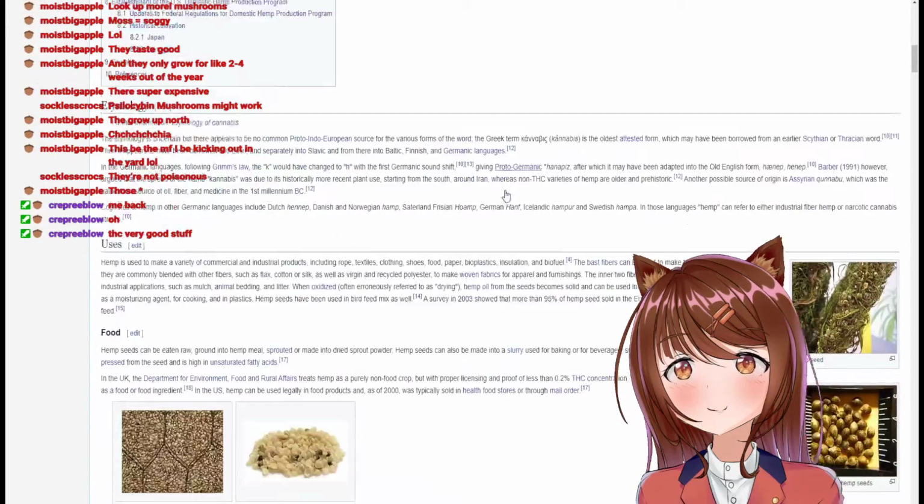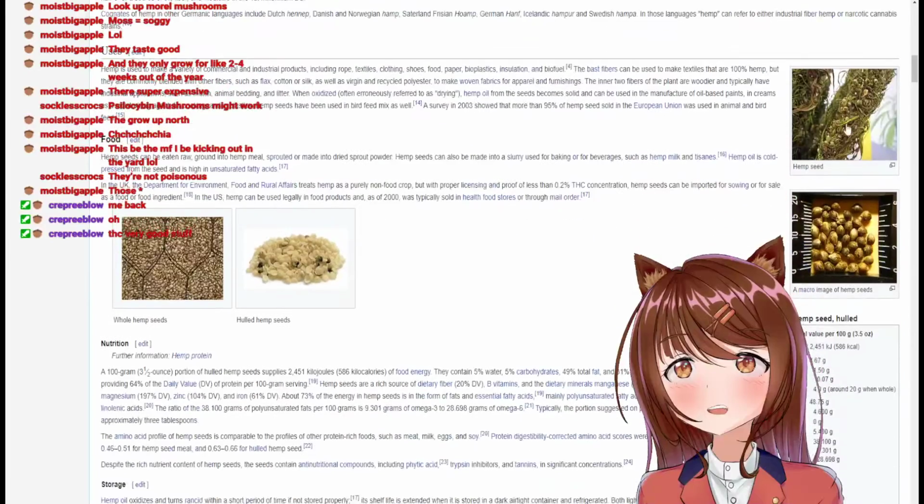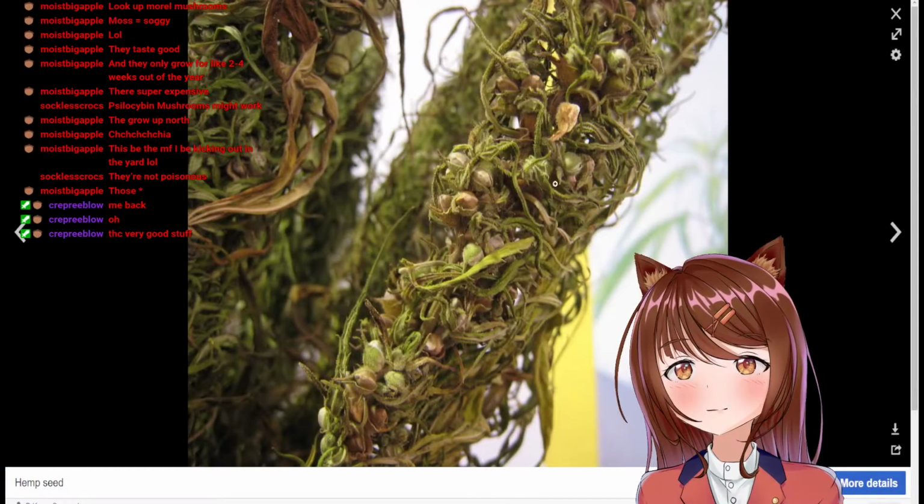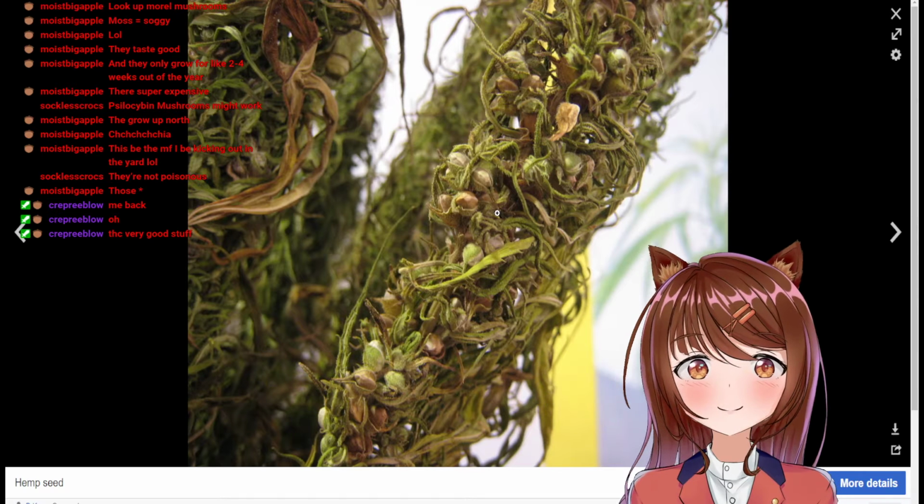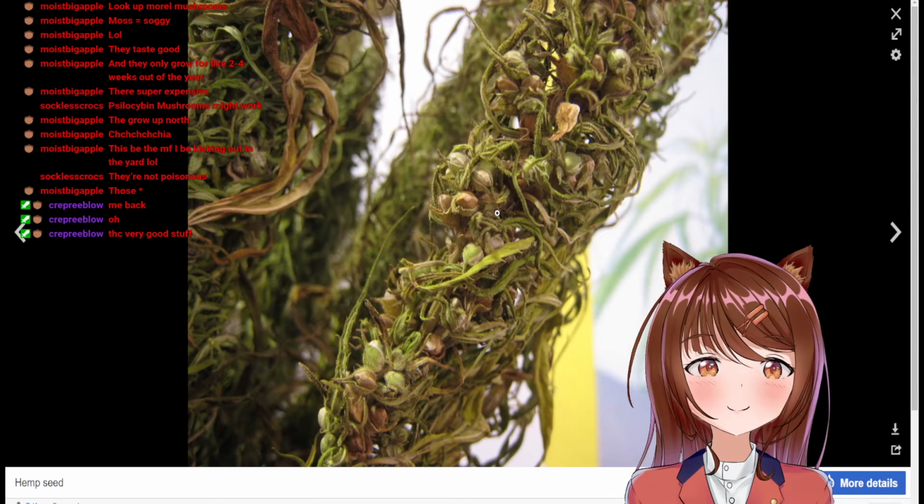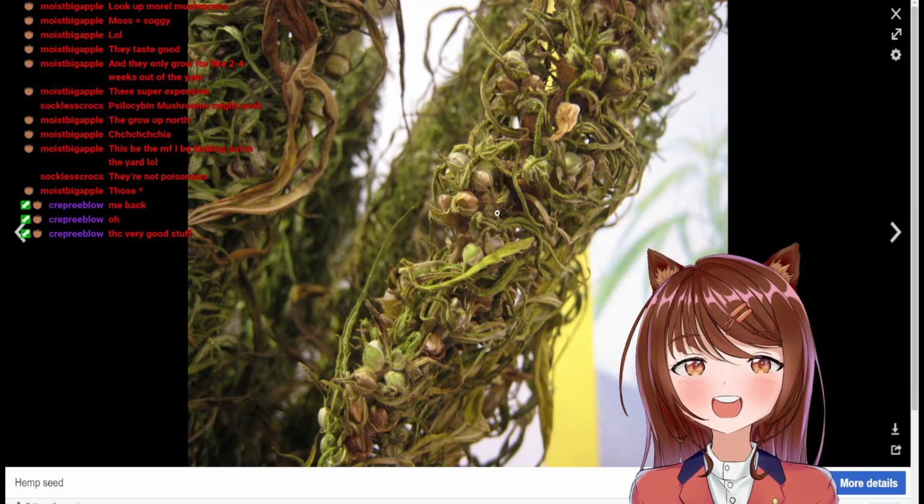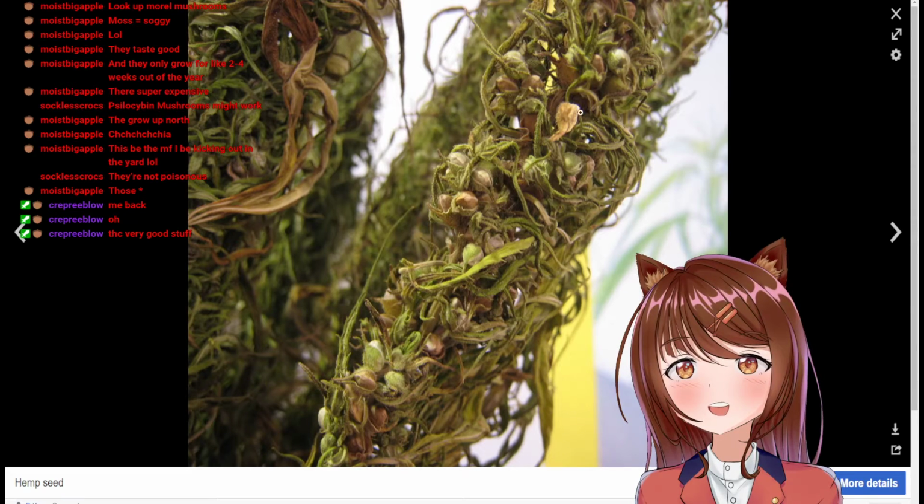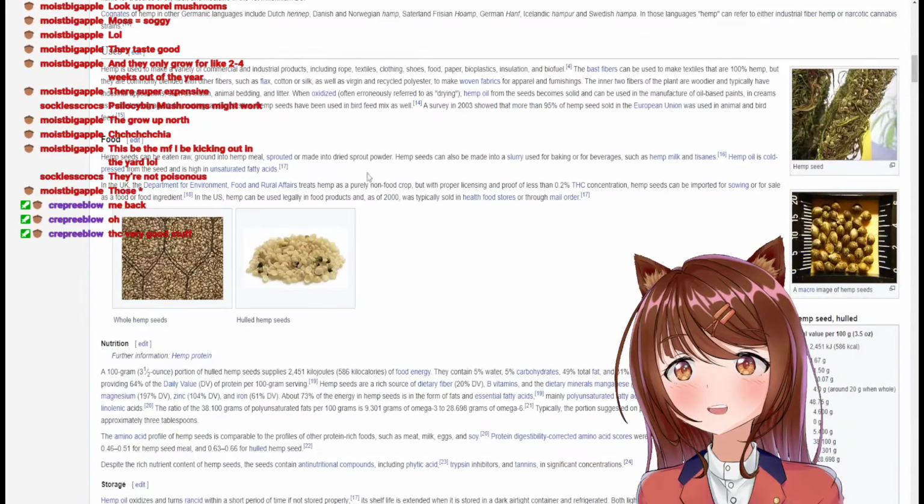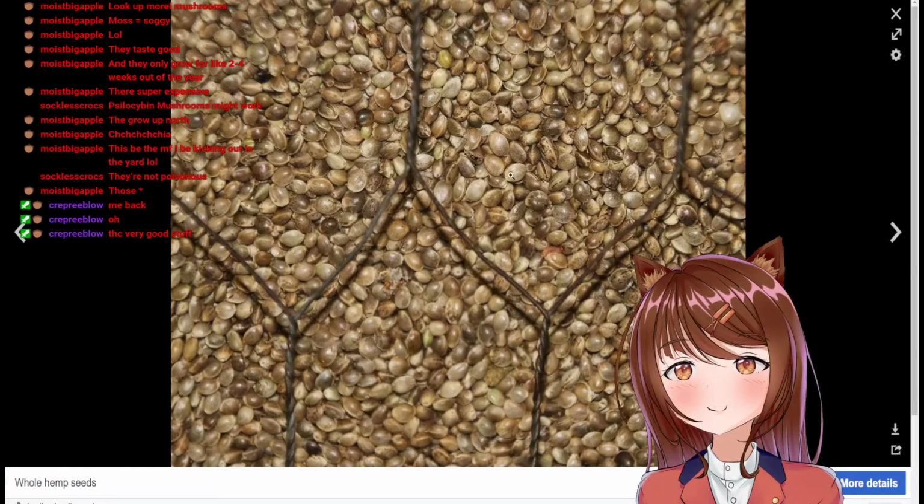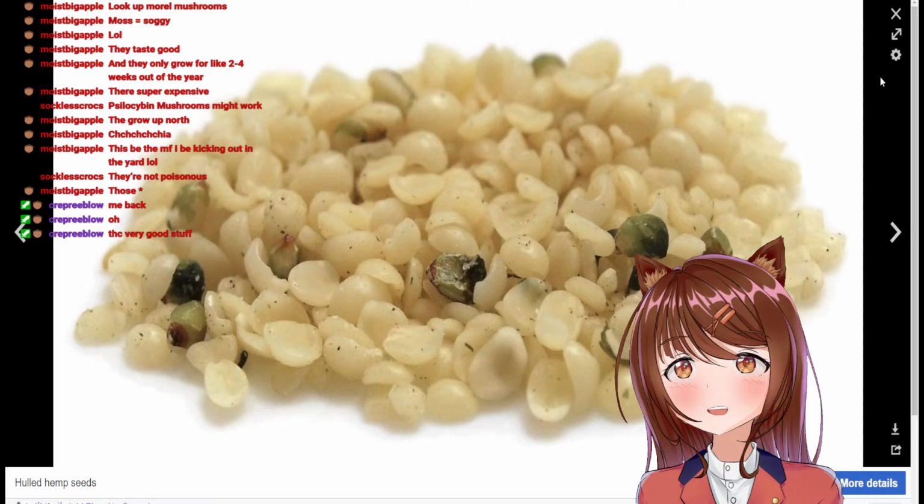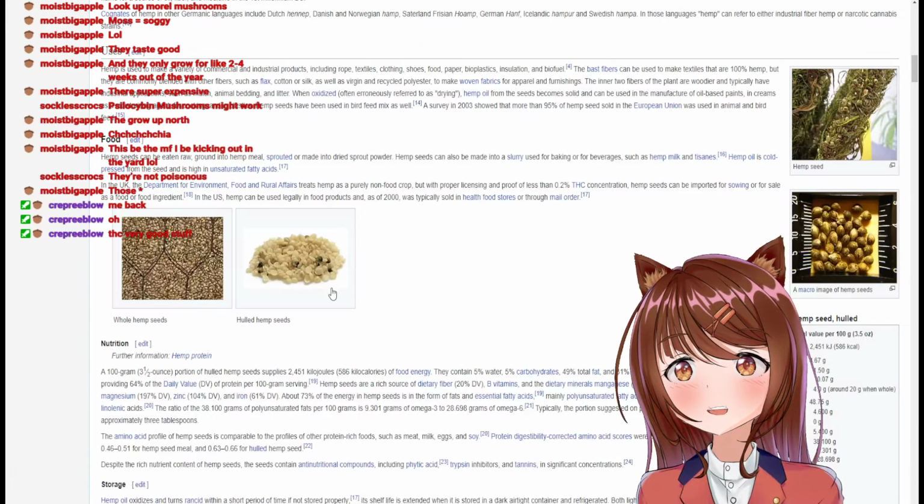Interesting. Oh, that's hemp seeds? Look at those weird little seeds. THC, very good stuff. Look at those strange little seeds. Whole hemp seeds. I've eaten these seeds before, I think. Cooked hemp seeds?